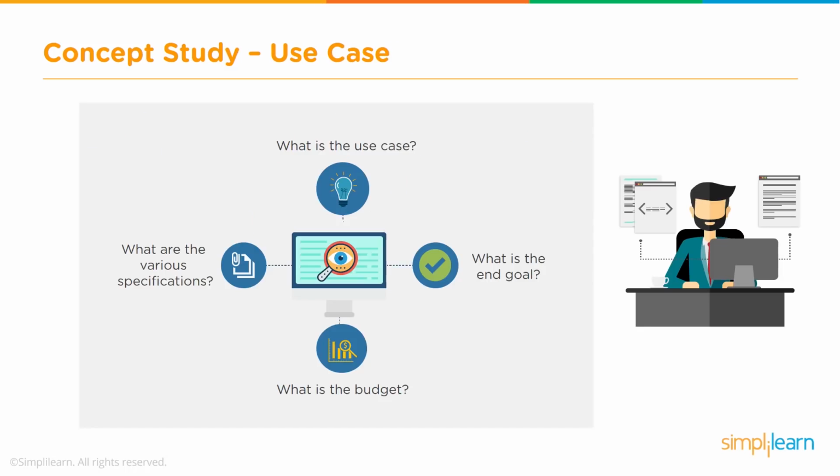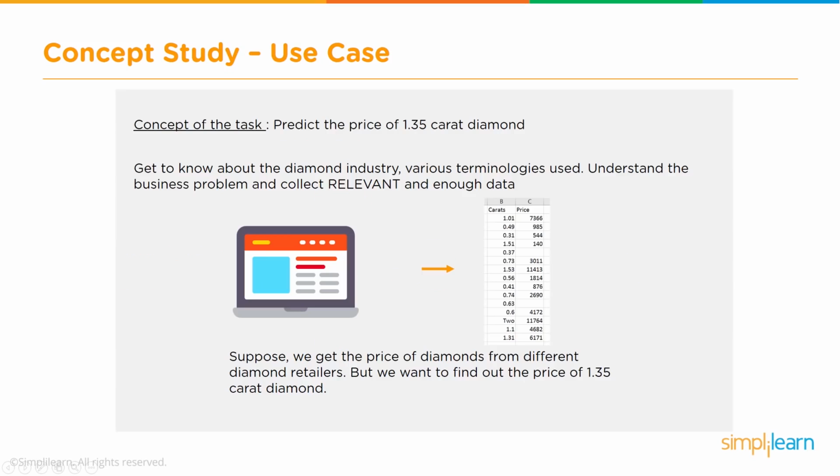We want to see what the various specifications are, what the end goal is, what the budget is, and whether there is an example of this kind of problem that has been solved earlier. So all this is a part of the concept study. Another example could be a very specific one: to predict the price of a 1.35 carat diamond, where there may be relevant information inputs available, and we want to predict the price.